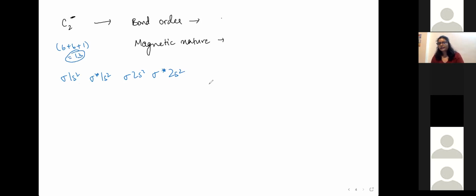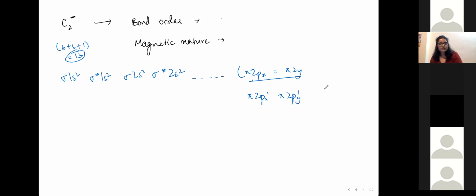So this way, when you're writing the electronic configuration, suppose you come to a point where you have pi 2px equal to pi 2py. So when they're equal in energy, they get filled up simultaneously. So always you have pi 2px1, then pi 2py1, and then if there are more electrons, then one by one this gets paired up.